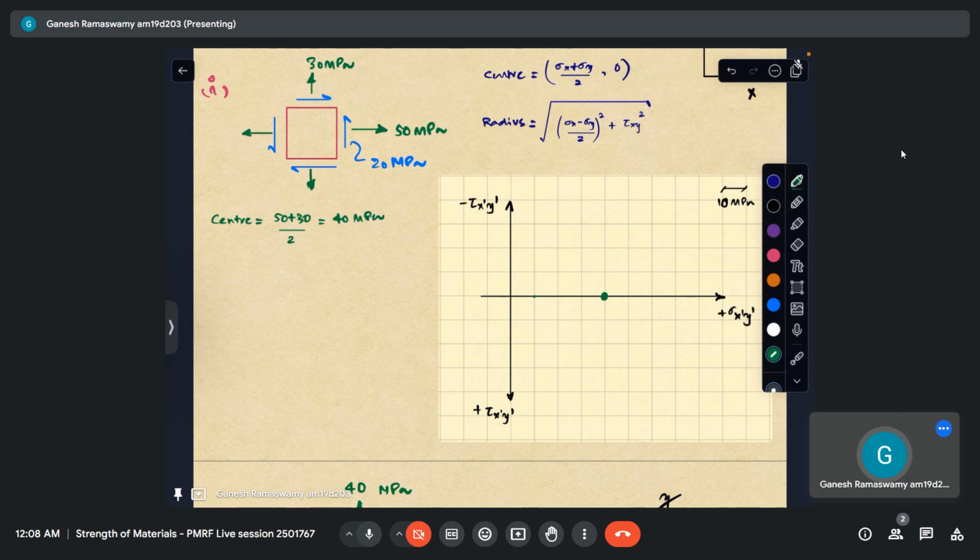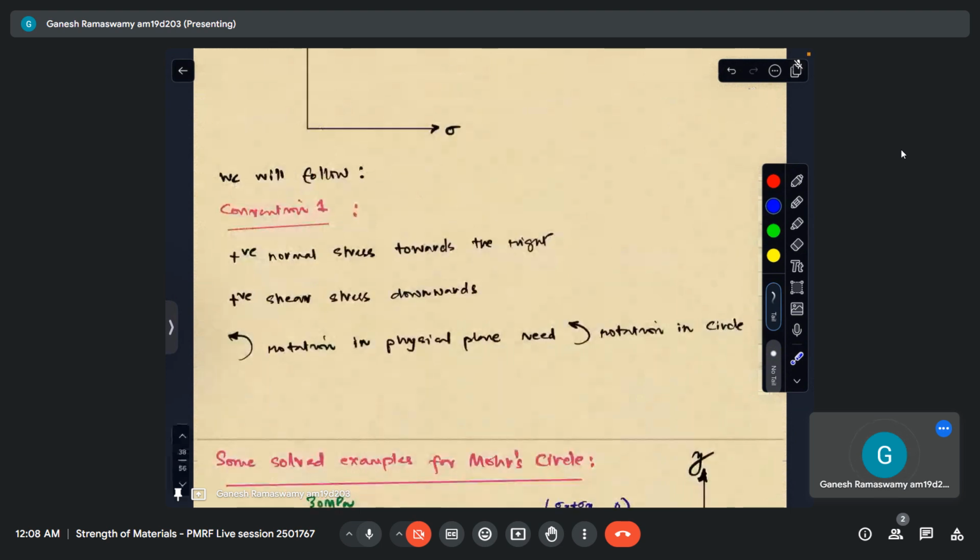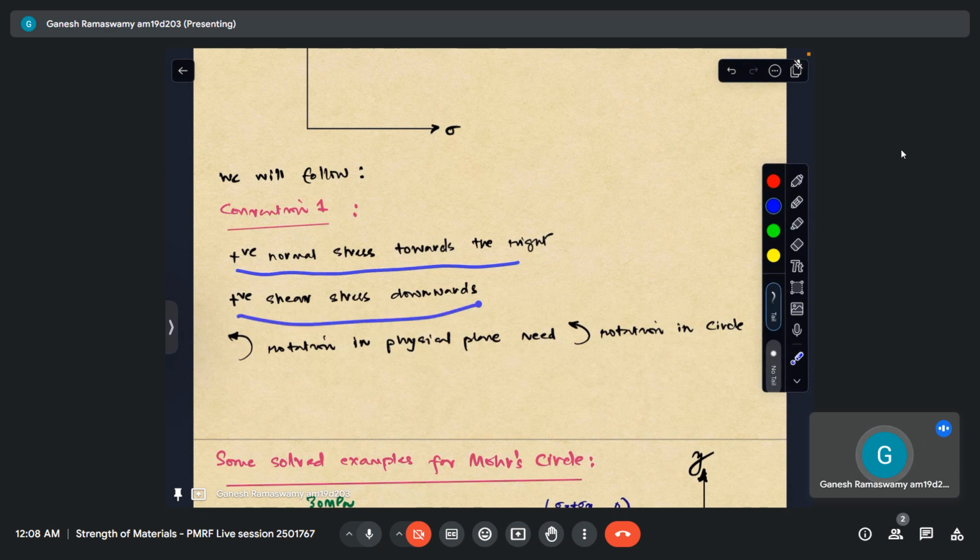Now I have to plot the x-plane. So I know that on the x-plane, sigma x is plus 50 and tau is plus 20. So I can see here that the positive tau axis is pointing downwards because we are following this convention. Convention 1, this is consistently to be followed throughout the course. So we have the positive normal stress pointing to the right, positive shear pointing downwards. Once we follow this, if we make an anti-clockwise rotation in the physical plane, it will translate to the same kind of rotation in the circle as well.